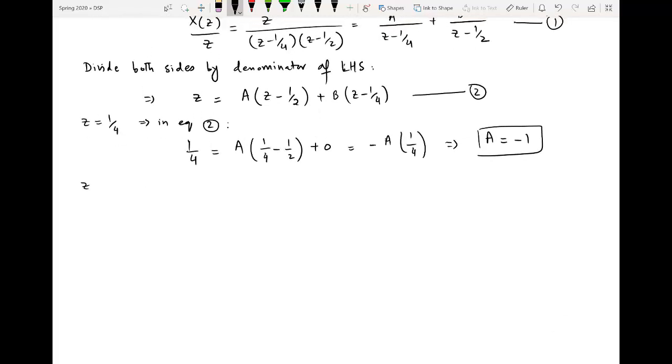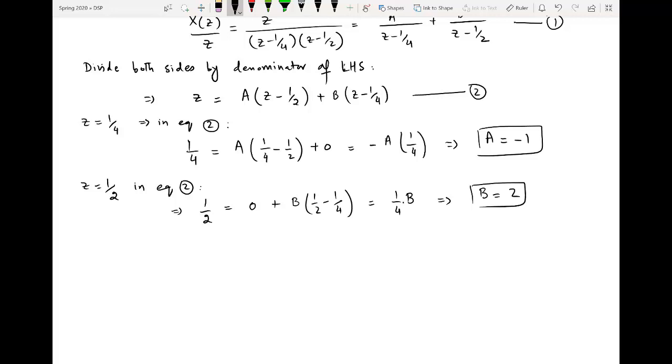Now put the second factor, which is z is equal to 1 by 2 in same equation 2, and now we get 1 by 2 equals, now this time the first factor will be 0, plus B into 1 by 2 minus 1 by 4, and this will result as 1 by 4 times B. So here B will be equal to 2.